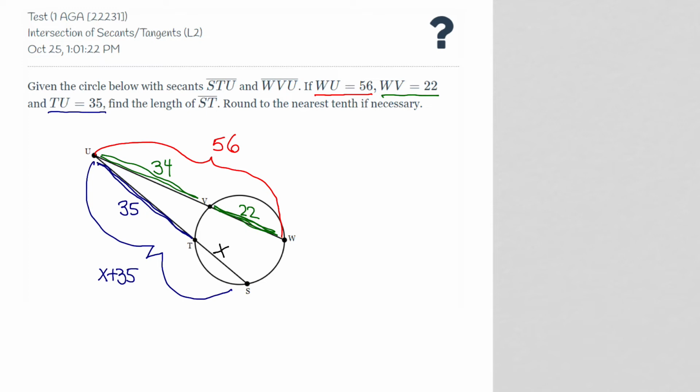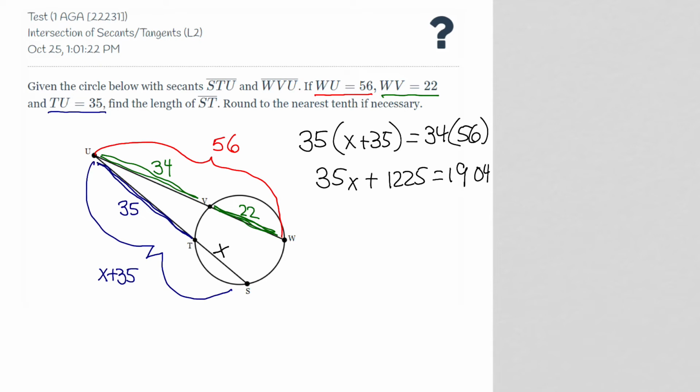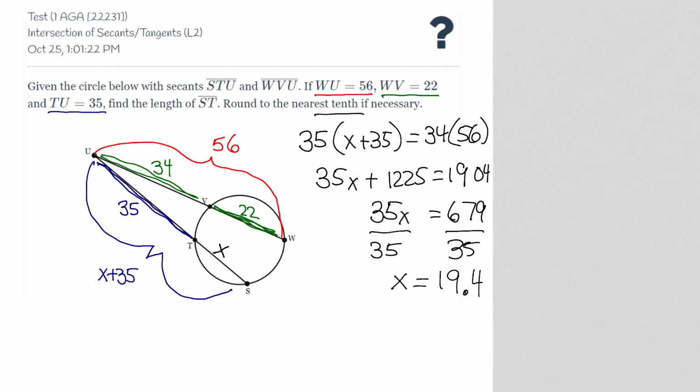Now we set up the equation. So we have 35, the outside piece, times the whole length is equal to 34 times the whole length. So use the distributive property: 35 times x, 35 times 35, then multiply 34 times 56. First, I will subtract 1,225 from both sides. Then I will divide both sides by 35, so x will equal 19.4. And since we're rounding to the nearest tenth, 19.4 is our final answer.